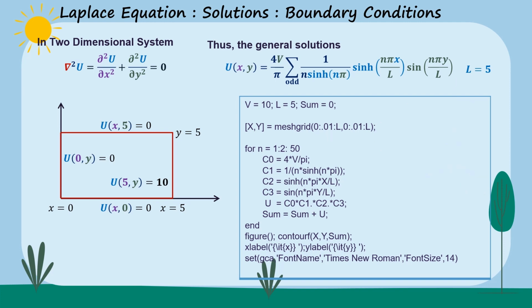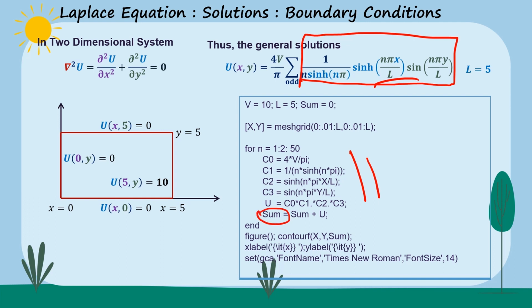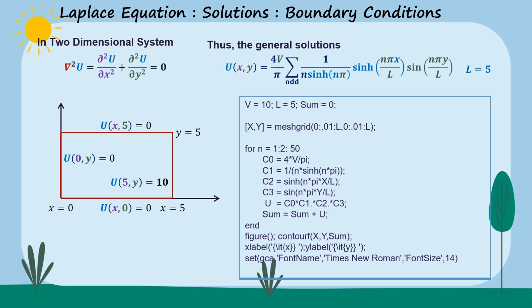Now we have to perform the summation. We did this for n equal to 1 to 50, and I added up all the values. Basically we are taking the odd numbers only, so we are adding this particular step, each and every line, which gives us the sum. Each n will give us the modes. Let's go ahead.